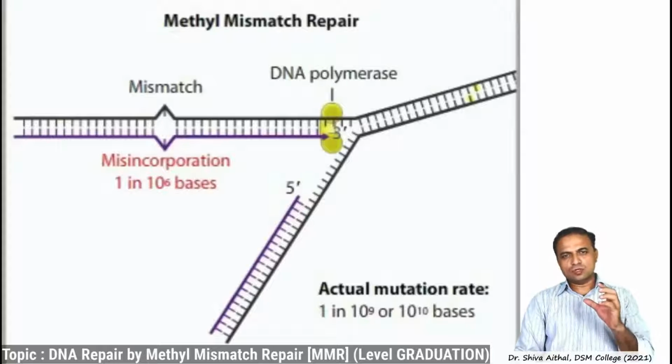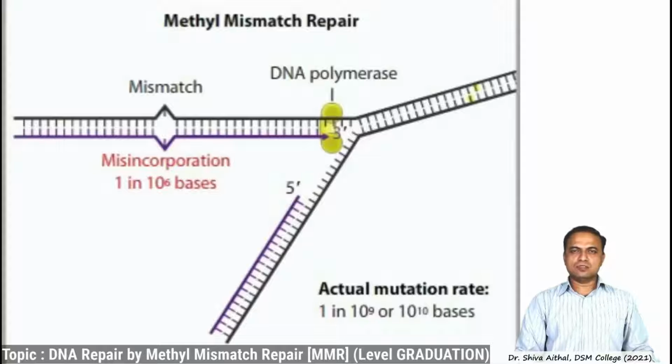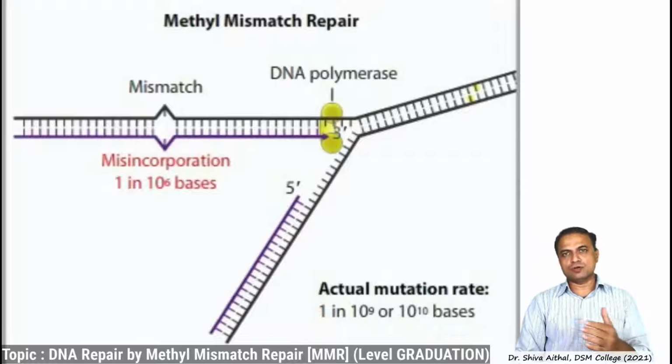But before actually going to the repair system which takes place in eukaryotes and prokaryotes as well, here example is in E. coli, I would like to remind you of a system which already exists in the prokaryotic system, that is called the proofreading or the editing function of DNA polymerase.